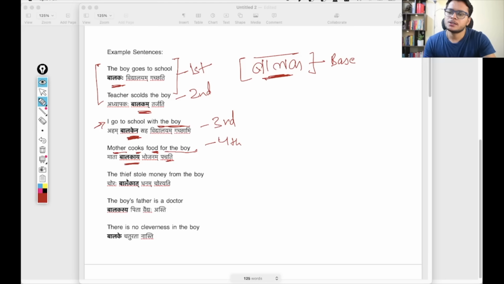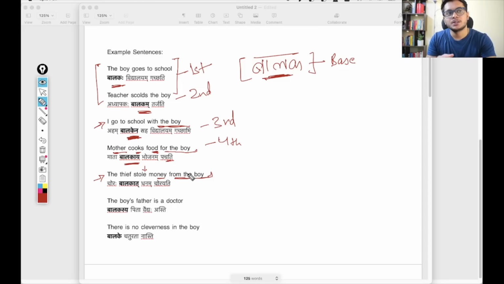Moving on, the thief stole money from the boy. Again, thief is the one who is doing the action, so he is the subject. Stole, this is the verb, the action. Money is the object. What is being stolen? Money is being stolen. Important point, from the boy. Whenever you want to show something or someone as a source or from whom things are getting separated.